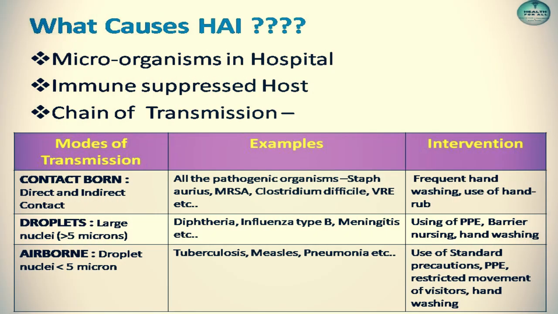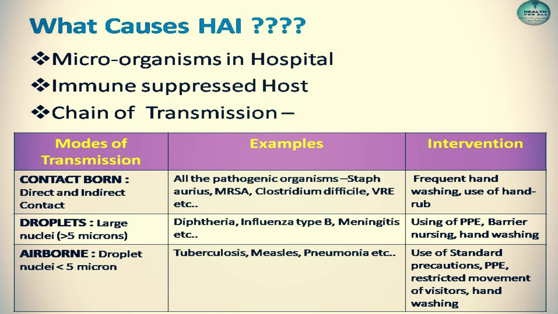So what causes HCAI? There are 3 things that cause hospital acquired infection in any healthcare setting. Number 1, microorganisms in the hospital. Number 2, immunosuppressed host, and number 3, chain of transmission. Any pathogens, superbugs, all are microorganisms in the hospital. Immunosuppressed host means patients who are already infected or already in a morbid condition due to any other disease. And chain of transmission means how the pathogen spreads.